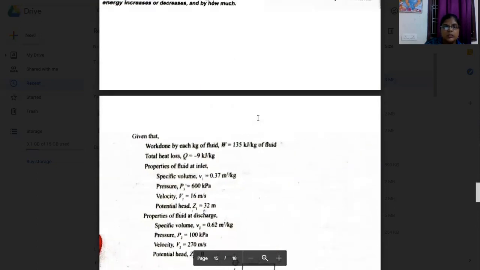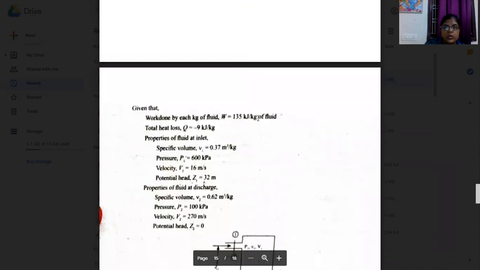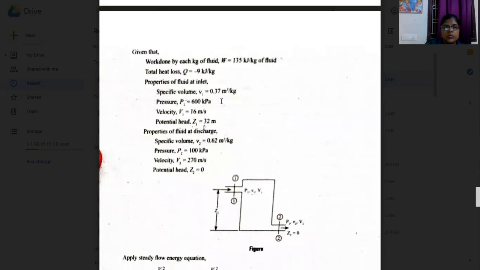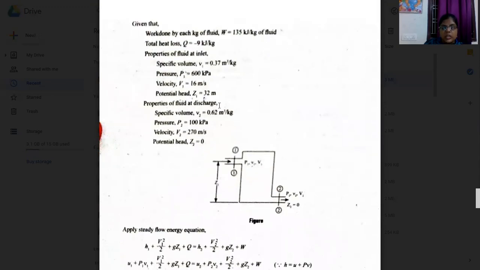Total heat loss, because of heat loss we put the sign of negative. Okay, loss is nothing but negative. Properties of fluid at inlet: specific volume v1, not velocity. Meter cube per kg is nothing but specific volume, 0.37 meter cube per kg. Pressure 600 kilopascal. Velocity 16 meter per second. Potential head Z1 is equal to 32 meters.